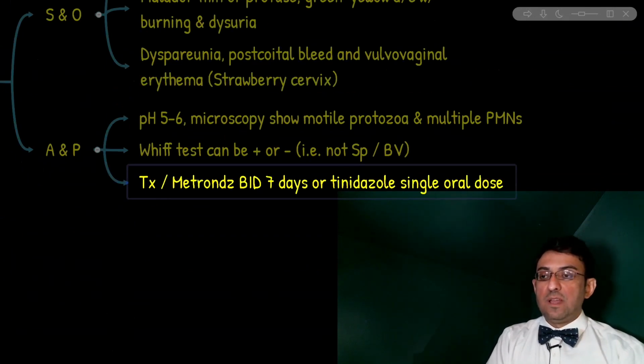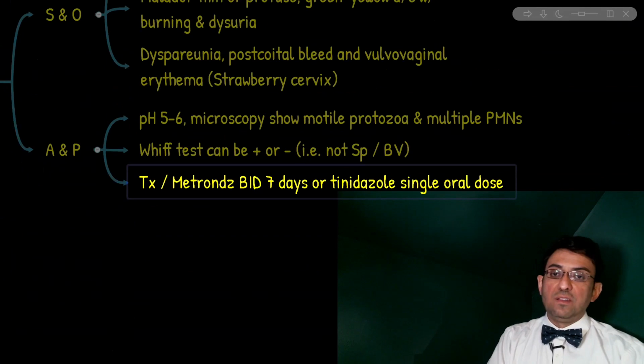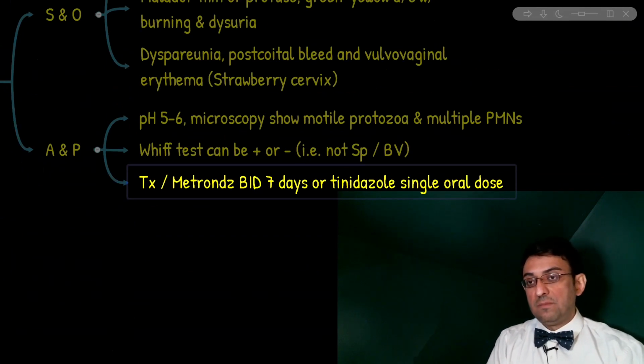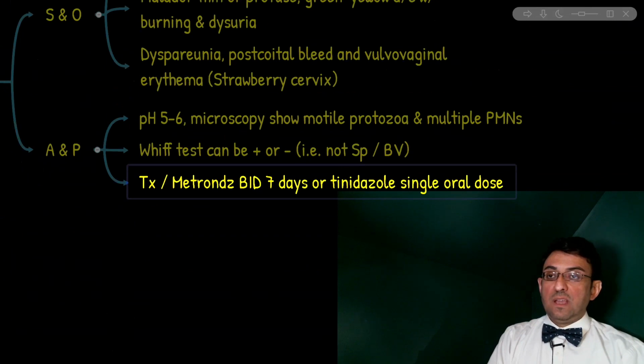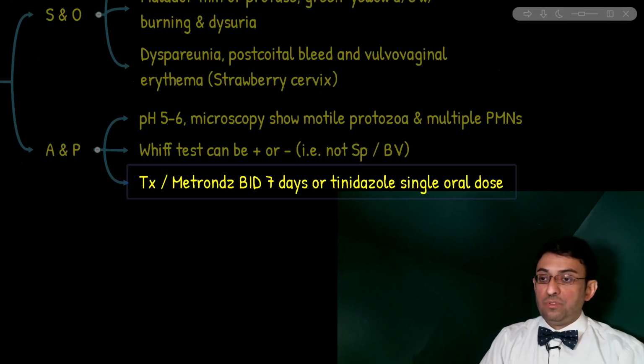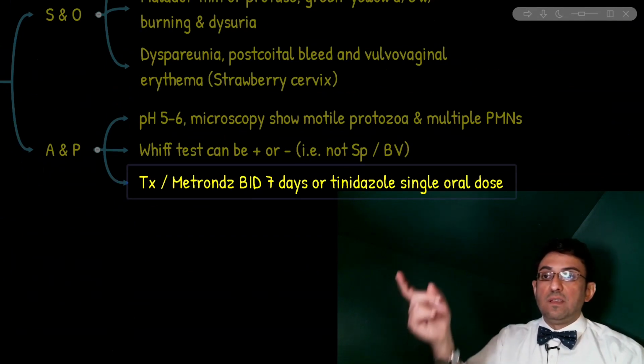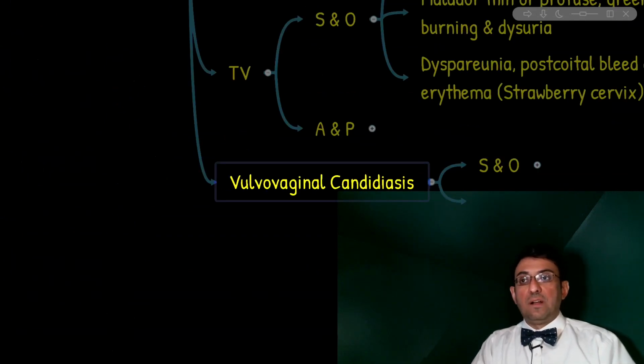What are the treatment recommendations? Treatment could be either a single dose of metronidazole or tinidazole, PO, that's usually 2 grams, or it could be a 7-day course of 500 milligram BID metronidazole tablets. Don't forget to treat the partner. We are dealing with an STI, otherwise we will have the ping-pong effect, where the infection goes back and forth between partners.